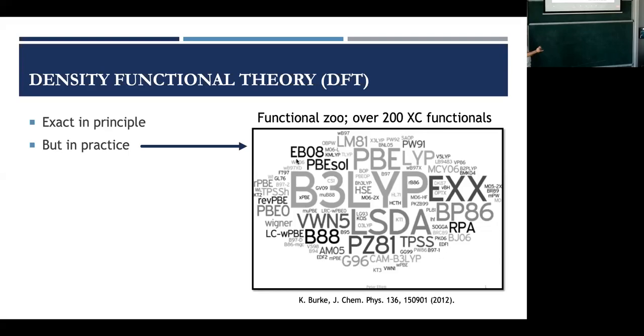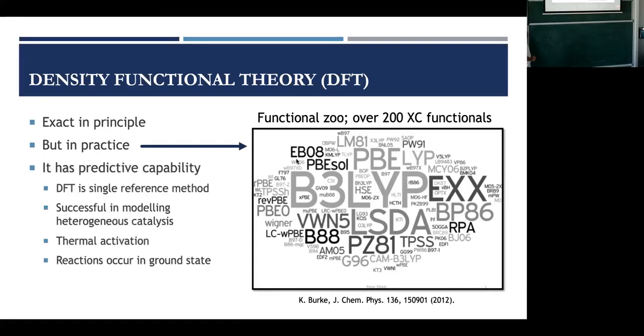So we have different levels of approximation, but there is no guarantee that one functional will work for a series of reactions. But it has predictive capability. So many people are using density functional theory because it has predictive capability in spite of being a single reference method. It can only handle ground states, but still it has predictive capability. That is the reason why it has been successful in modeling heterogeneous catalysis.